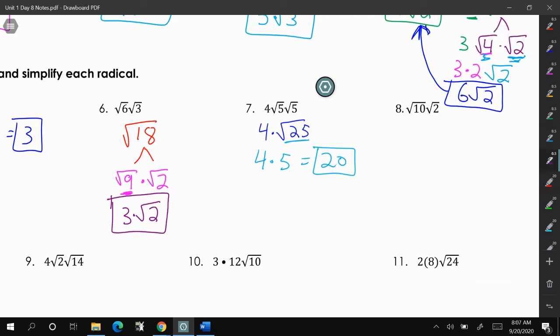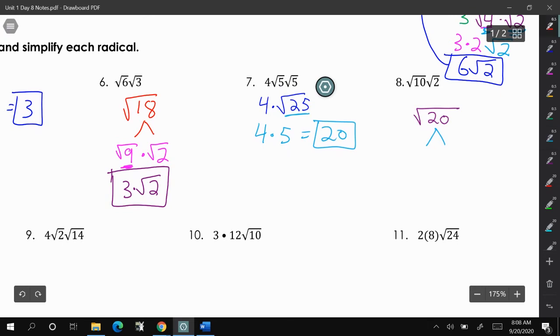Square root of 10 times square root of 2, we get the square root of 20, but then we can break this down. We can break this down into the square root of 4 times the square root of 5, and then we get 2 times the square root of 5.